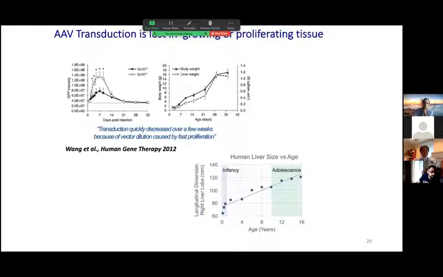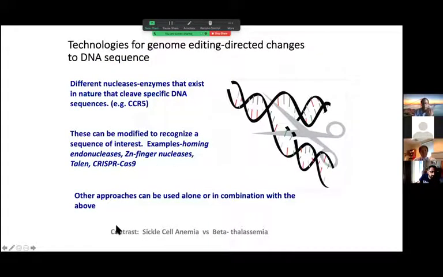You can show both in mice and now in non-human primates that if you inject early on, you get a high peak of expression that's lost very quickly. So, and again, readministration's a problem. There are lots of clever ways people are trying to use to overcome this.